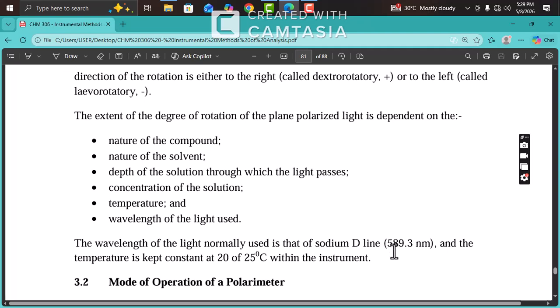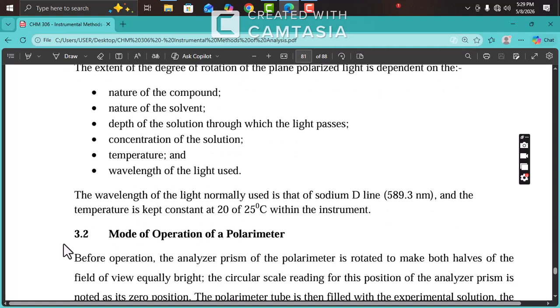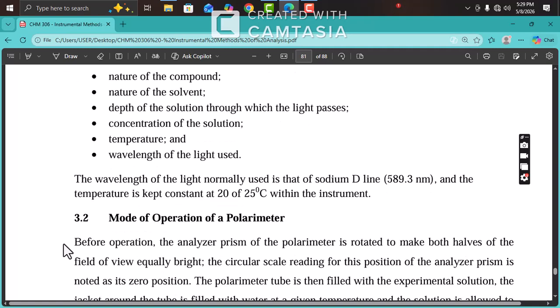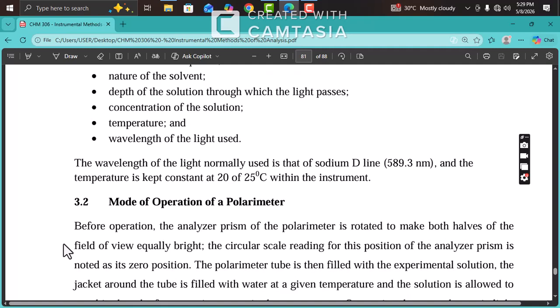Normally the wavelength of light that is used is the sodium D line, which has a wavelength of 589.3 nanometers. And the temperature for measurement is usually 20 degrees Celsius, but for ease of measurement, and because we're in the tropics, you usually find 25 degrees Celsius. Okay, now you can read this up.